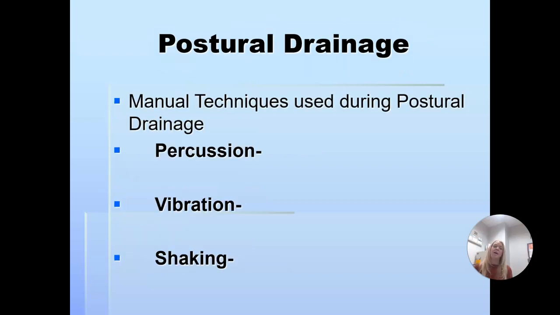Postural drainage, again, these are manual techniques that we use to try to mobilize secretions. We'll talk a little bit, and I have a handout that's posted for you guys about the positioning for this. The bottom line is with postural drainage, what you're going to do is listen to the different lobes of the lungs. So again, this is why it's important to know 3 on the right, 2 on the left, and you're going to listen.